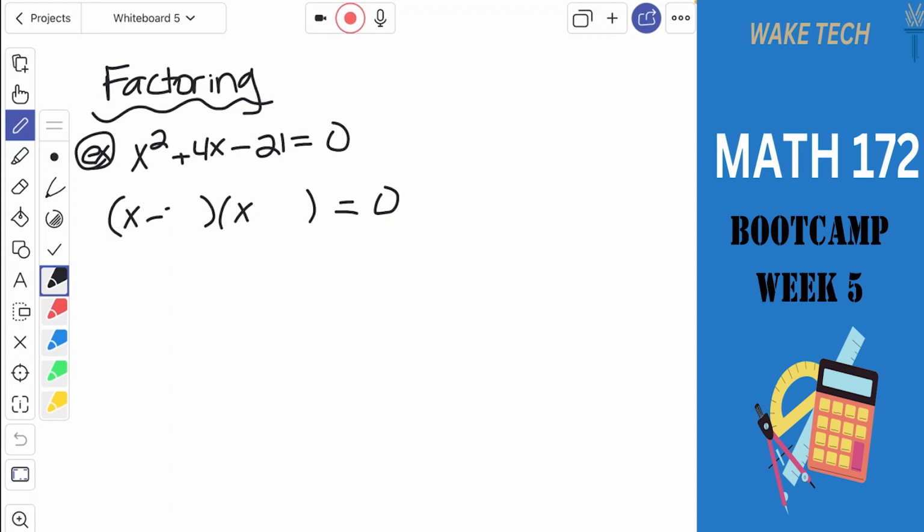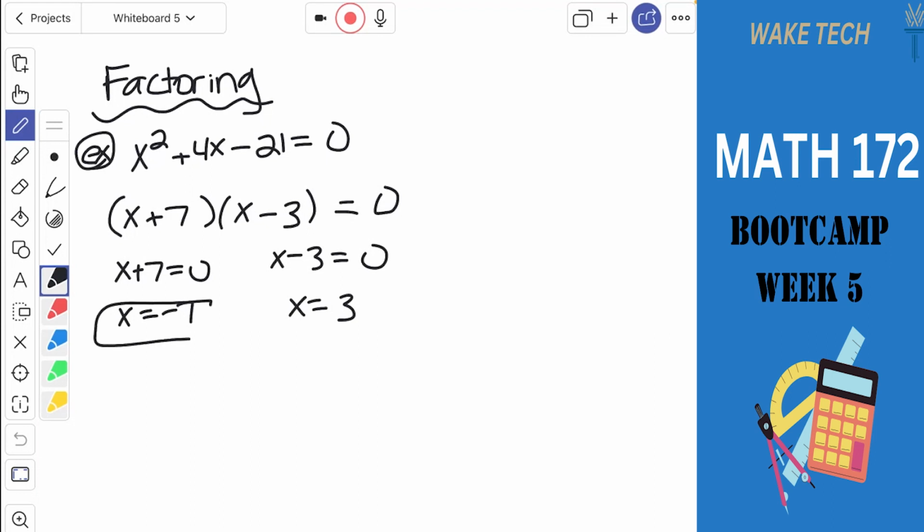The two numbers that do that are +7 and -3. By factoring the expression on the left side this way, that tells us that we can set each of those factors equal to 0 and solve for x. We get x equals -7 and x equals 3.